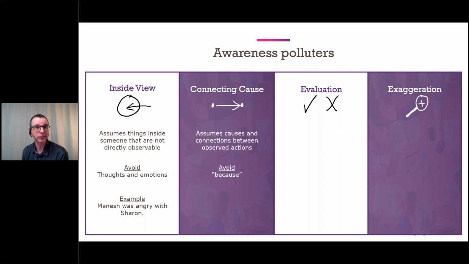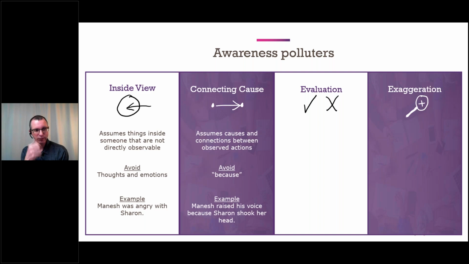The second type is connecting cause, assuming there's a causal relationship between observed actions, and the key word here to try and avoid is because. That's the one that says you're assuming that you know why something's happening. Manesh raised his voice because Sharon shook her head. Again, I can't actually prove that. The way to clean this type up is you're probably observing time, and time can be actually observed. So the order of things happening can be observed.